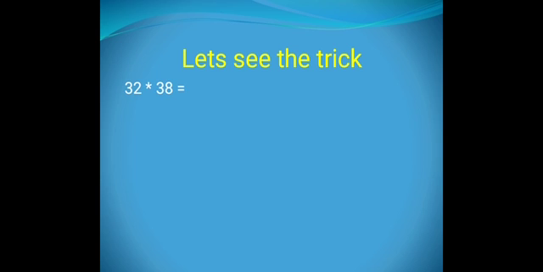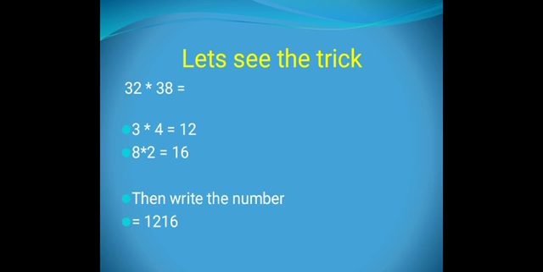So let's take the numbers 32 and 38. Let's multiply this. As you can see, 8 plus 2 is equal to 10, and 3 is equal to 3. The tens digit is equal. So what you need to do is first multiply the tens digit with its next number. Over here it is 3, so 3 plus 1 is equal to 4. So you have to multiply 3 by 4, and multiply the unit digits as they are. So you get 16. Then write the number, which is 1216.